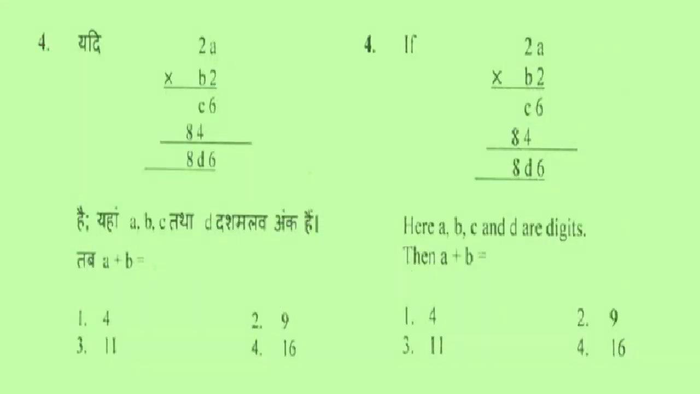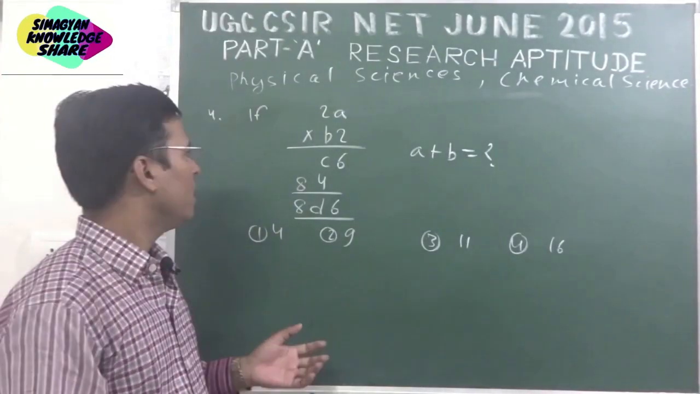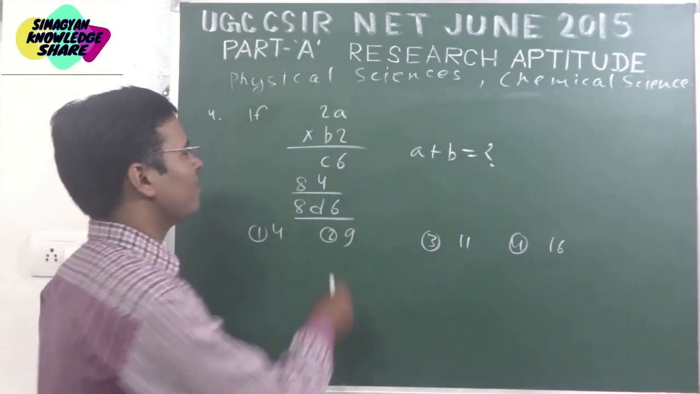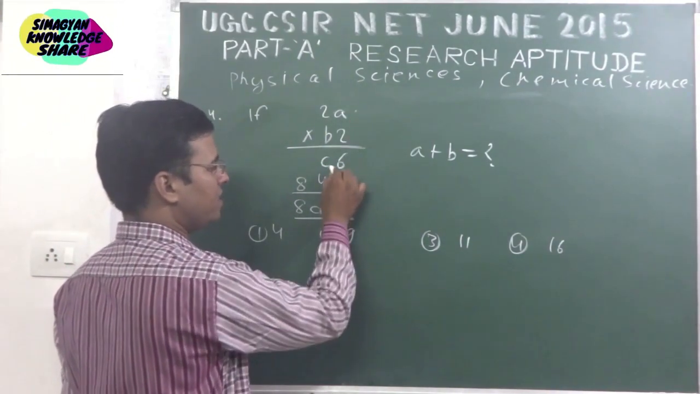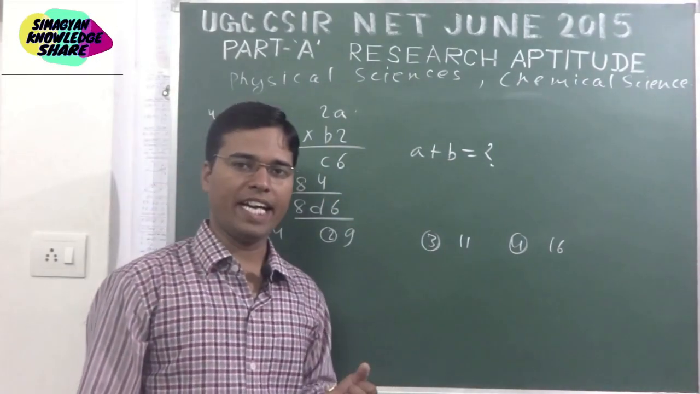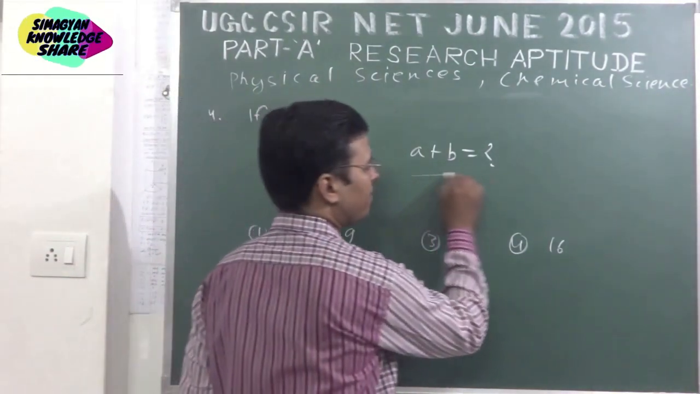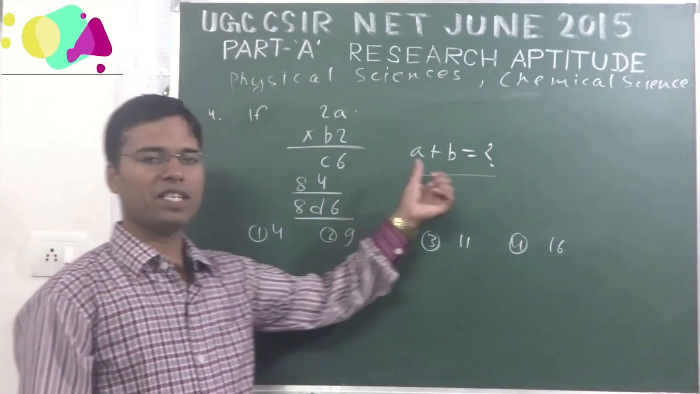The next problem is for a given solution of multiplication of two-digit numbers, where a, b, c, d are unknown digits. We have to calculate a plus b. There are 4 options: 4, 9, 11, 16. In this problem, we have to get the values of a and b so that we can get the answer a plus b.